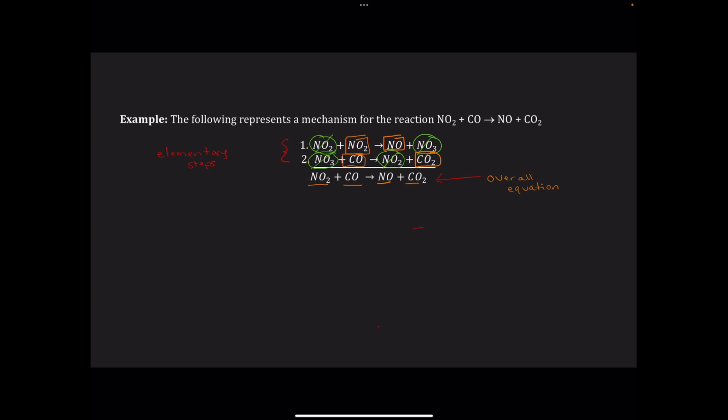Now, other components of our mechanisms that we could see would be things like an intermediate. An intermediate, we said, was going to be something that gets formed in one step and used in a later step. Here in this mechanism, the NO3 is an intermediate. We produce that NO3 in step 1, and then we turn around and use it as a reactant in step 2. So that NO3 is an intermediate. And again, notice that it does not appear in that overall equation.